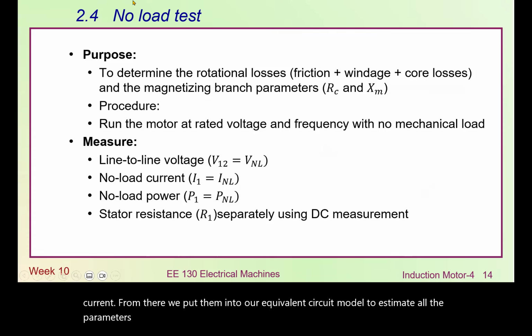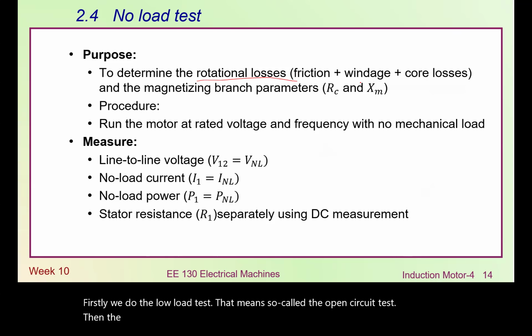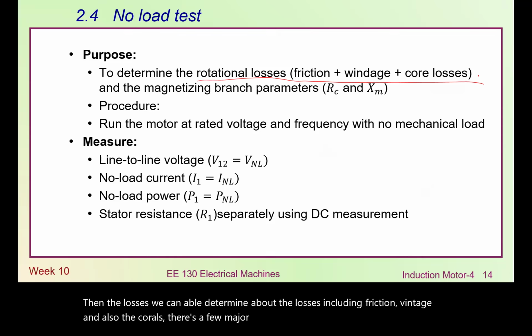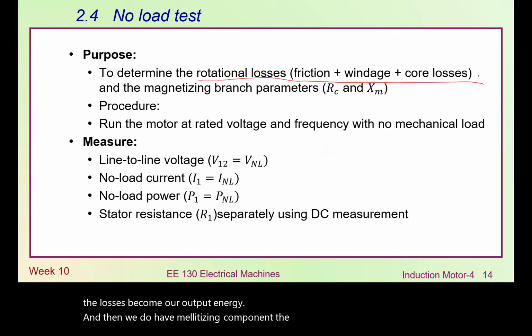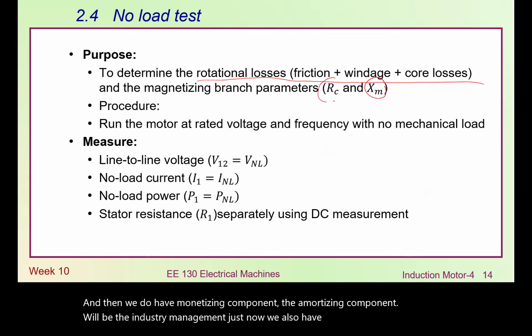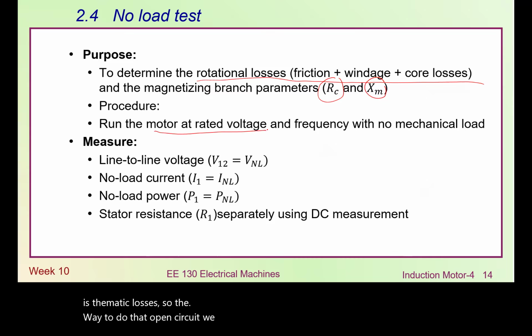Firstly, we do the no-load test, which is the so-called open circuit test. Then we can determine the losses, including friction, windage, and also the core losses. These are the 3 major losses. When we input energy, subtracting all the losses gives our output energy. We also have the magnetizing component, which will be the inductor we mentioned just now. We also have the core loss component, which is the magnetic losses. The way to do the open circuit test is to run the motor at rated voltage and rated frequency.